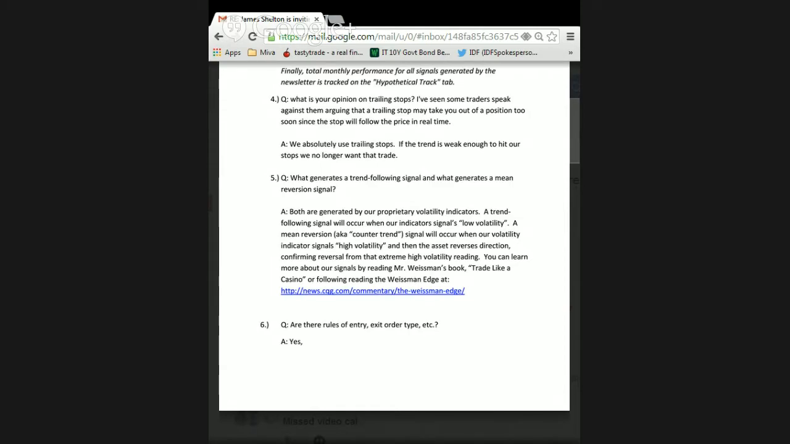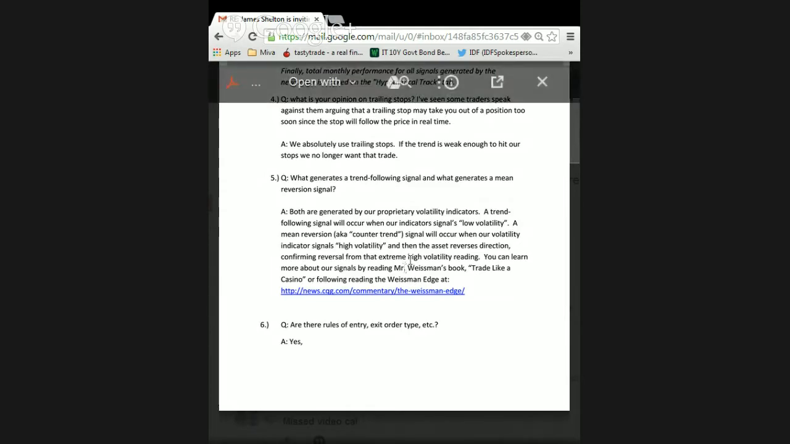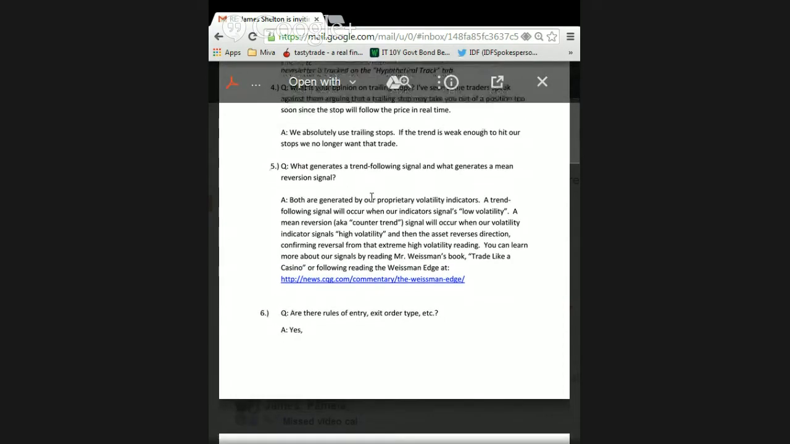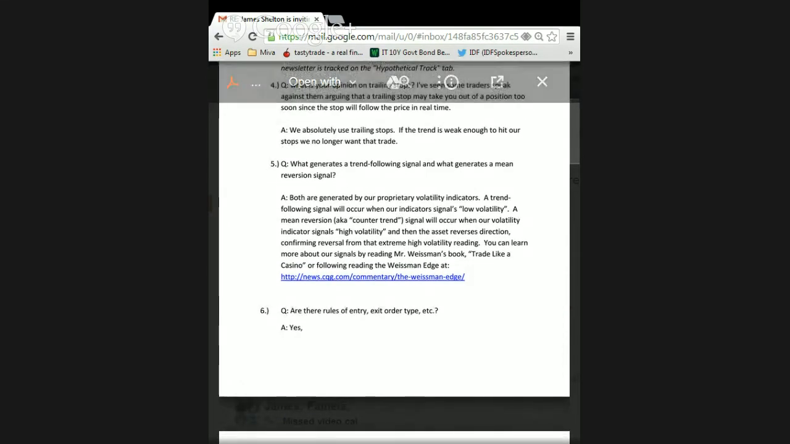Excellent. What generates a trend following signal, and what generates a mean reversion signal? Okay, so this is probably the most common question that's ever asked of me. And the answer is, of course, that it's proprietary. Even if you do a private consultation, I'm not going to tell you the exact parameters that are driving the models. But I will tell you that they are generated by volatility indicators.